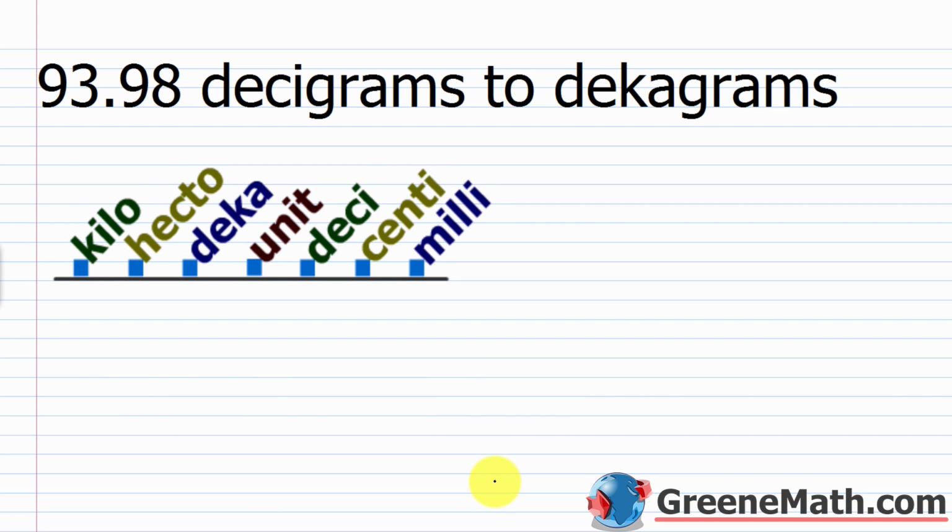All right, let's take a look at one final problem. We have 93.98 decigrams to decagrams. So again, identify the prefixes here. You have deci, that comes before grams, and you have deca, that comes before grams. So here's deci, and here's deca. So on our prefix chart, we're going to go 1, 2 places to the left.